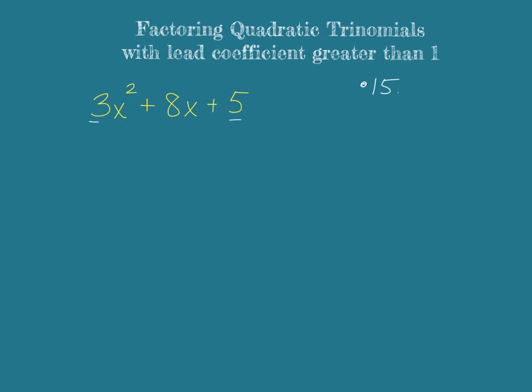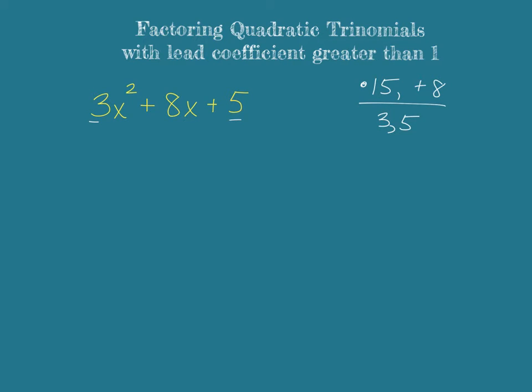Now I do want to mention too that I looked at this first and I saw that there's no GCF. That is always our first step actually. 3, 8, and 5 have no common factors other than 1, so I can't factor anything out to start. Alright, so we multiplied A times C, and we need two numbers that'll multiply to 15 that add up to 8. Those two numbers are going to be 3 and 5.